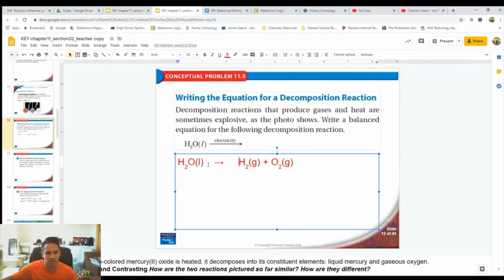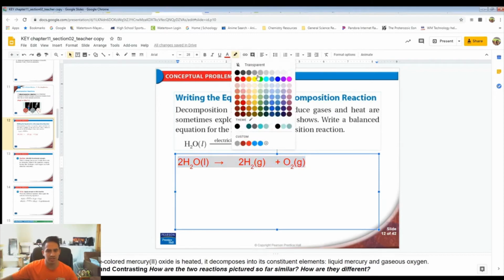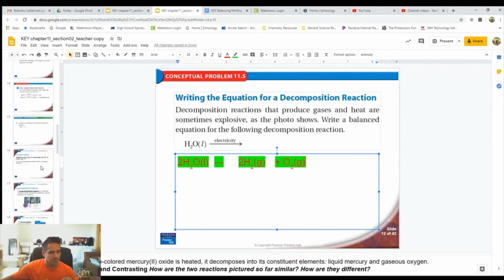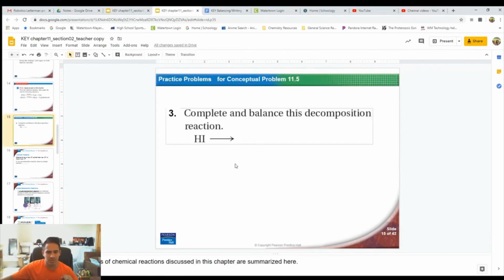Balancing wise, we need 2 oxygens on the reactant side because we have 2 on the product side. And then we need to put a 2 there to balance out our hydrogens back again. So this is our decomposition reaction in this one. Again, we see a compound breaking apart into the 2 elements that make it up. All right. So again, the practice problems, you can go watch me do those ones. Let's keep on moving.